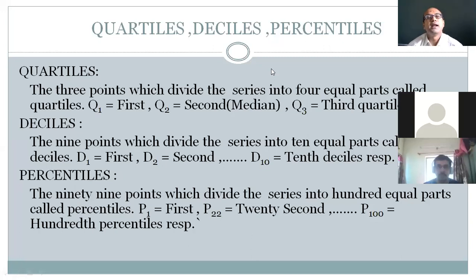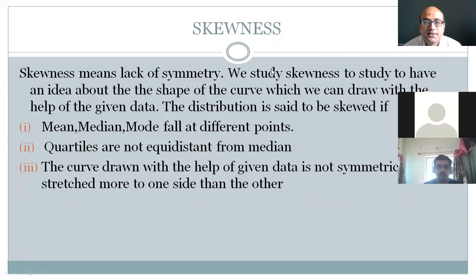Okay. Now we go for skewness. Skewness means lack of symmetry. A symmetrical curve, if you draw it, will be distributed equally into 2 parts. The structure will be divided into equal parts. We study skewness to get an idea about the shape of the curve which we can draw with the help of the given data.